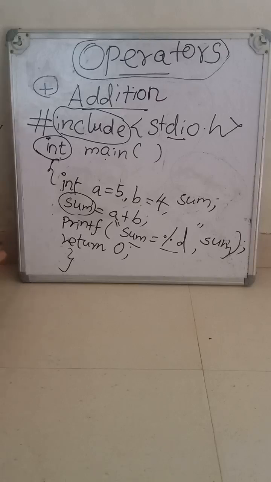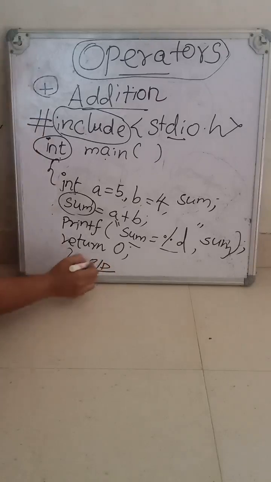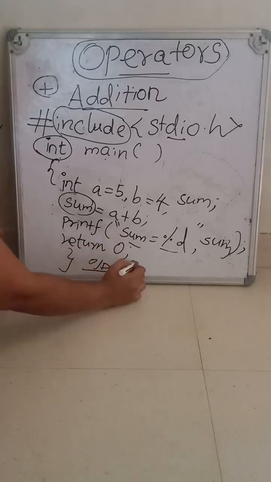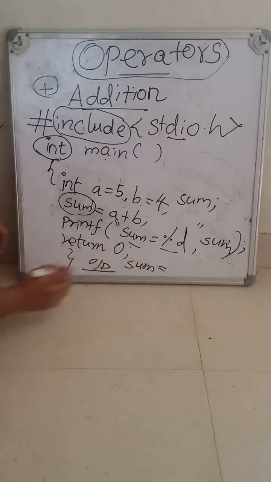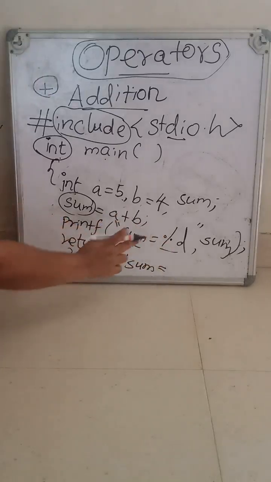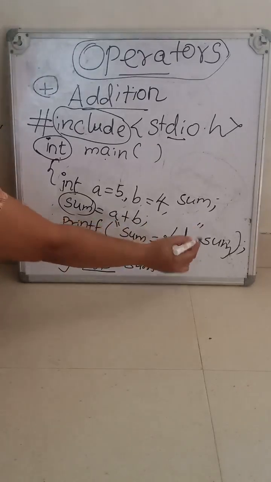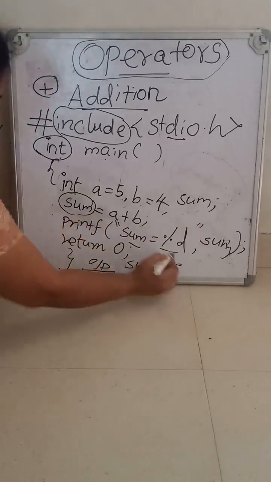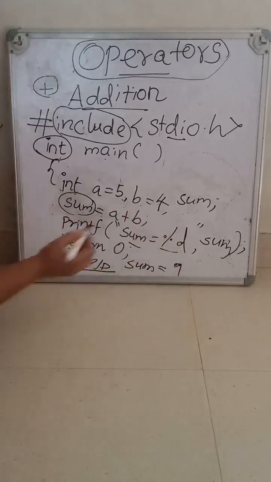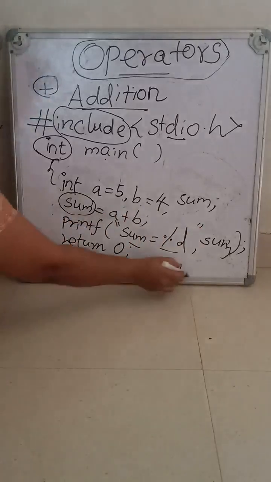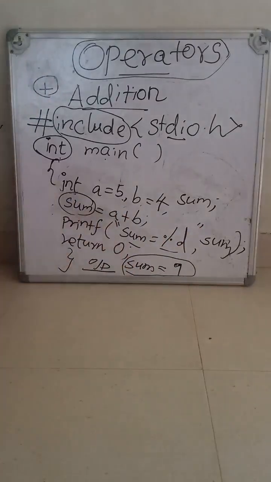Now what will be the output for this? Yes, the output that it is going to print is sum equal to %d. Instead of %d, the sum value, that is 9, is going to be printed. So this is the output which we are going to get.